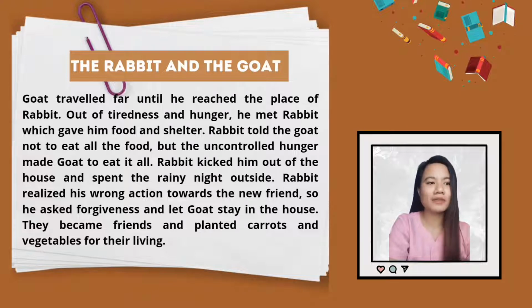all. Rabbit kicked him out of the house and he spent the rainy night outside. Rabbit realized his wrong action towards the new friend, so he asked forgiveness and let goat stay in the house. They became friends and planted carrots and vegetables for their living.